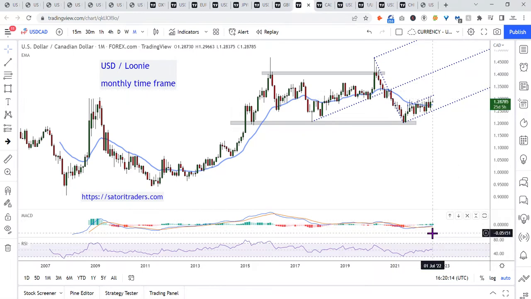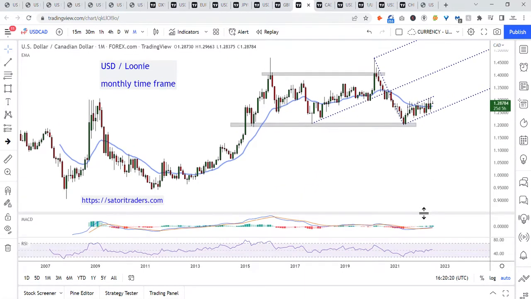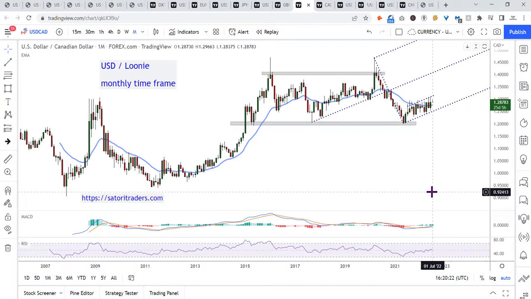MACD in bear mode, but I believe on a buy signal, yes. So potentially headed back up into bull mode, energy mid-range.